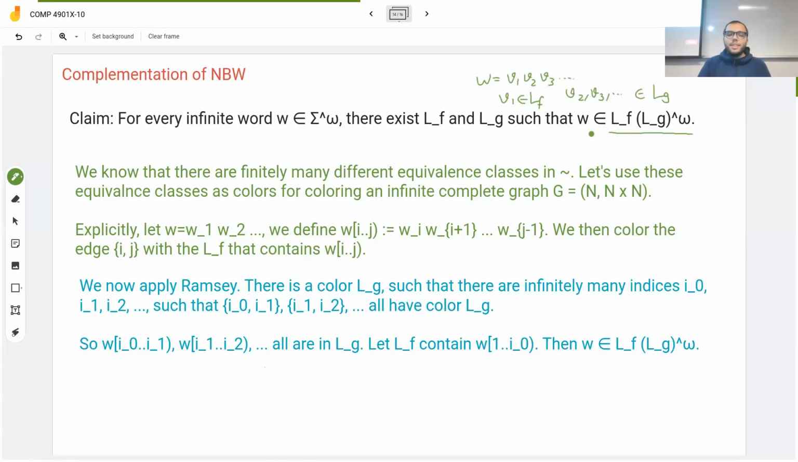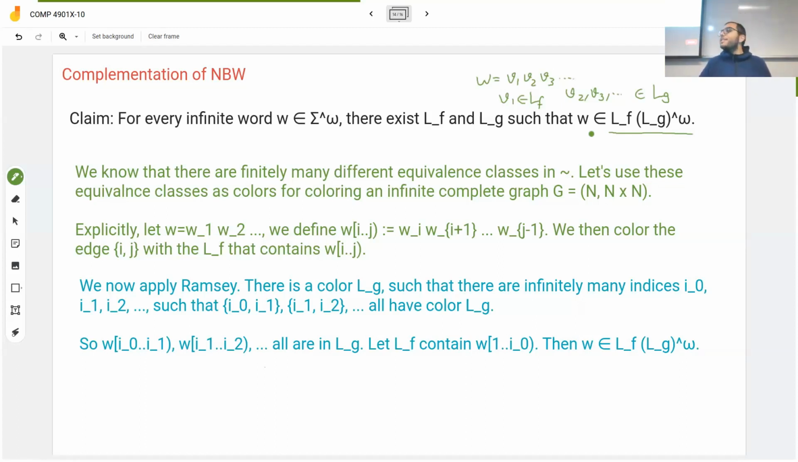Another way of thinking about this is that I'm saying every infinite word has a prefix, and then after that prefix, it just repeats elements of the same equivalence class. So it has a prefix that is maybe in LF, but then after that, it just keeps repeating elements of some LG. That's my claim.